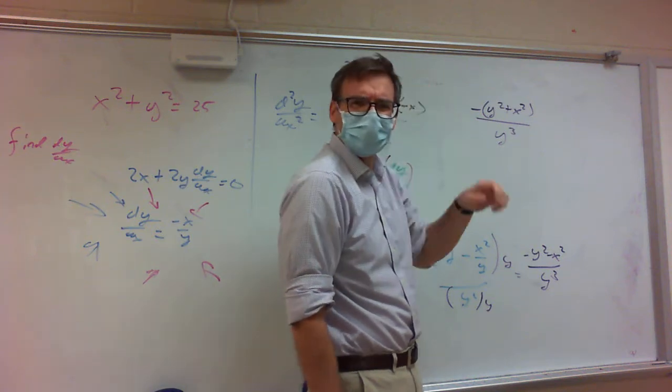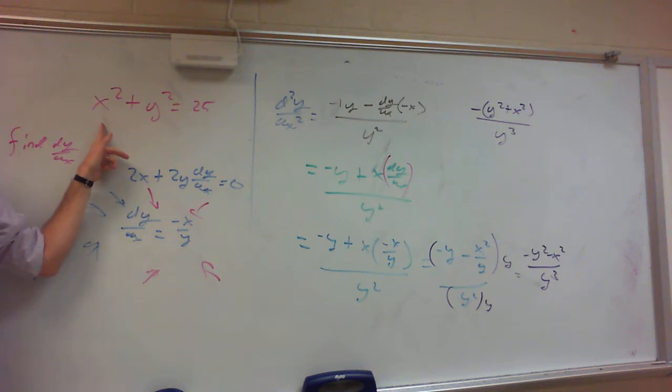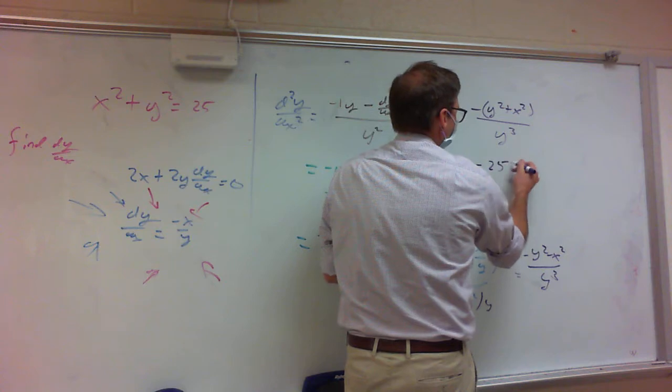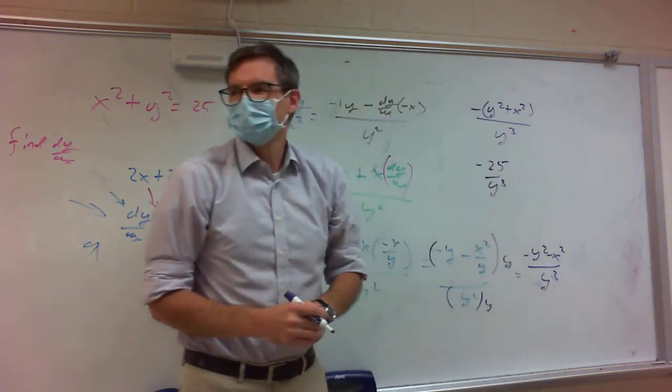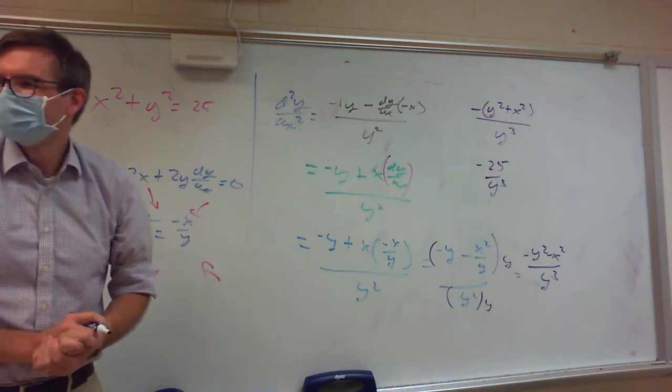I've seen that somewhere before. Oh, here. What does y squared plus x squared equal? Oh, so this is equal to negative, that's a 25, so I get negative 25 over y cubed. Thank you for not groaning. That's a long problem.